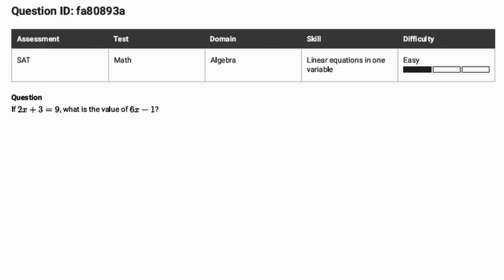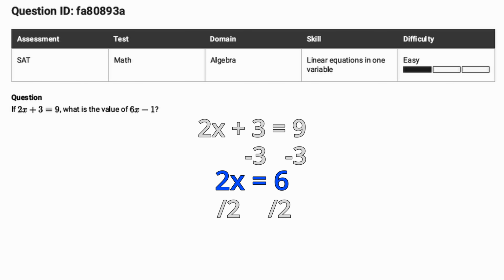If 2x plus 3 equals 9, what is the value of 6x minus 1? So to solve this algebraically, you could subtract the 3 over, then divide by 2, and you will get that x equals 3. Now, we're not done though.